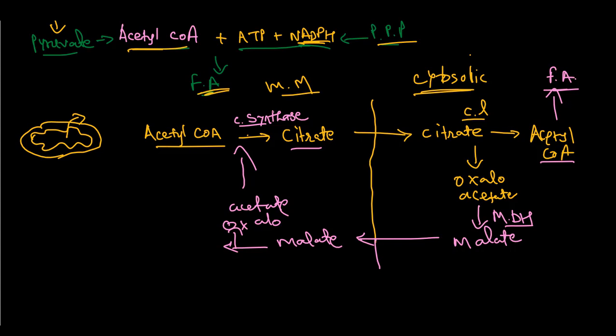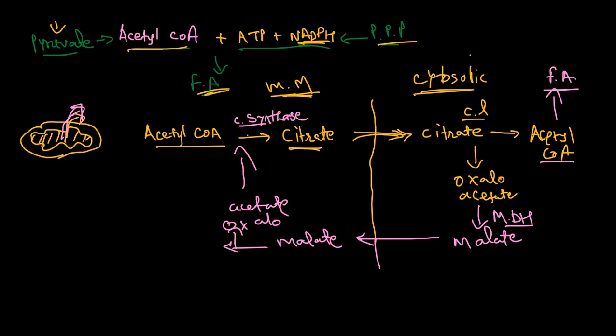First of all, there is acetyl-CoA inside the mitochondrial matrix, where it forms. This acetyl-CoA cannot be exported out of the mitochondrial matrix. So it has to be converted into citrate by the enzyme citrate synthase. This citrate can be exported from the mitochondrial matrix to the cytosolic portion.